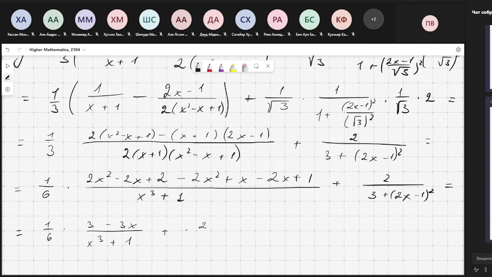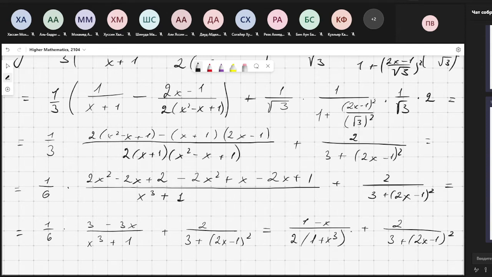Here 2, 3 plus 2x minus 1 squared. Here we can take 3 out in the numerator and denominator, and we will see 1 minus x over 2 times 1 plus x cubed plus 2 over 3 plus 2x minus 1 squared. I think this is the answer.